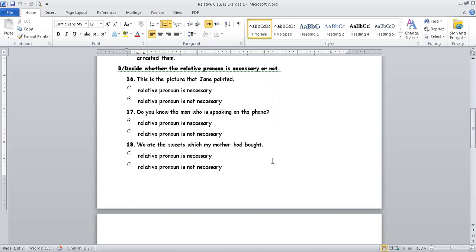We ate the sweets which my mother had bought. My mother had bought what? The sweets. And we want to define the sweets. The sweets is the object in this sentence. Therefore, which defines an object. So the relative pronoun which is not necessary here. You can drop which and say the sentence this way: we ate the sweets my mother had bought.